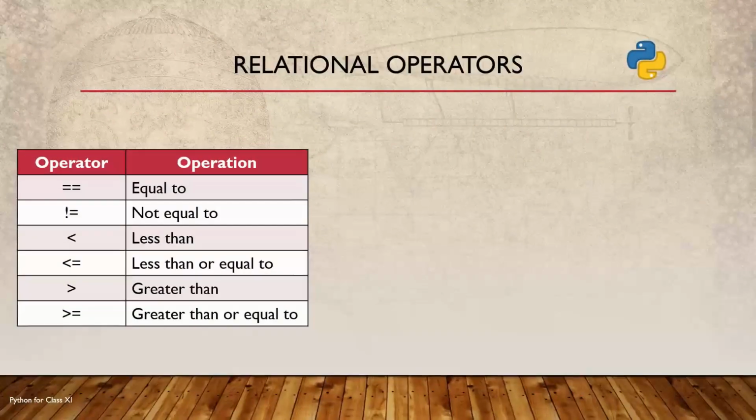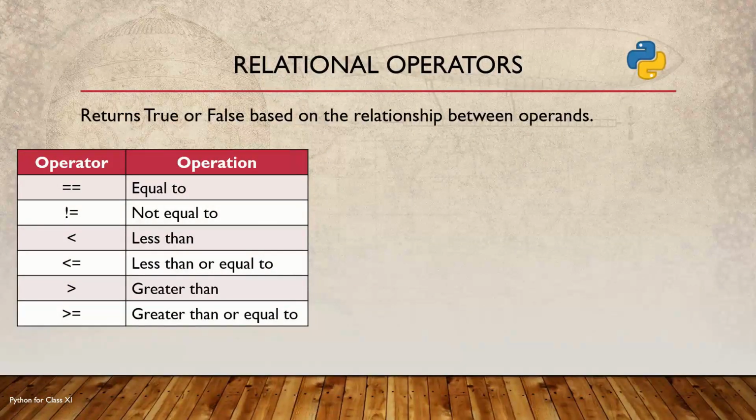Next, relational operators. Relational operators return true or false based on the relationship between the operands. Relational operators basically compare 2 operands. If the comparison is successful, then the operator returns true. If the comparison fails, then the operator returns false.